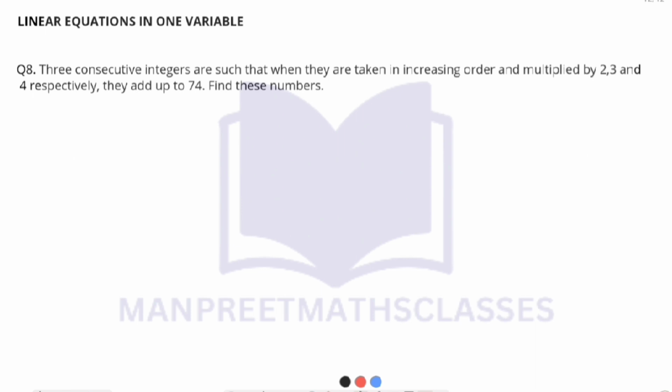Our next question is, three consecutive integers are such that when they are taken in increasing order and multiplied by 2, 3 and 4 respectively, they add up to 74. Find these numbers. इस क्वेश्चन में 3 consecutive integers है, जिसको आप जब increasing order या ascending order में लिखोगे और इनको consecutively पहले नंबर को 2 से, सेकेंड नंबर को 3 से और थर्ड नंबर को 4 से मल्टीप्लाई करके ऐड करोगे तो जो आंसर आएगा that will be 74. So सबसे पहले you have to suppose consecutive integers. So let 3 consecutive integers be.